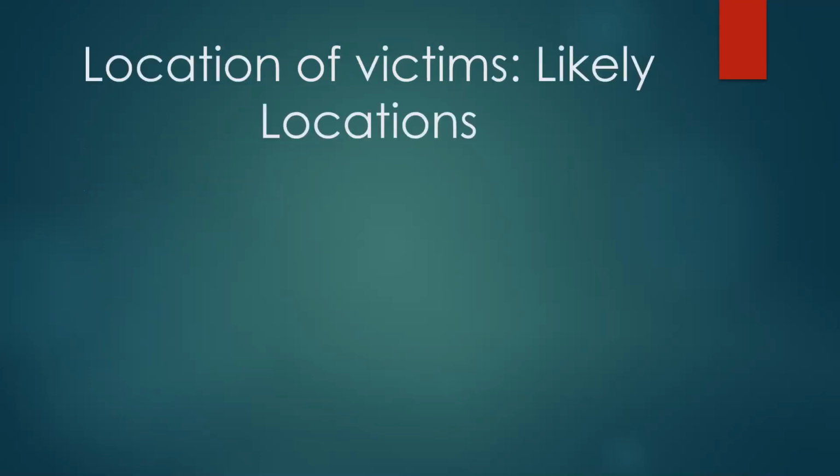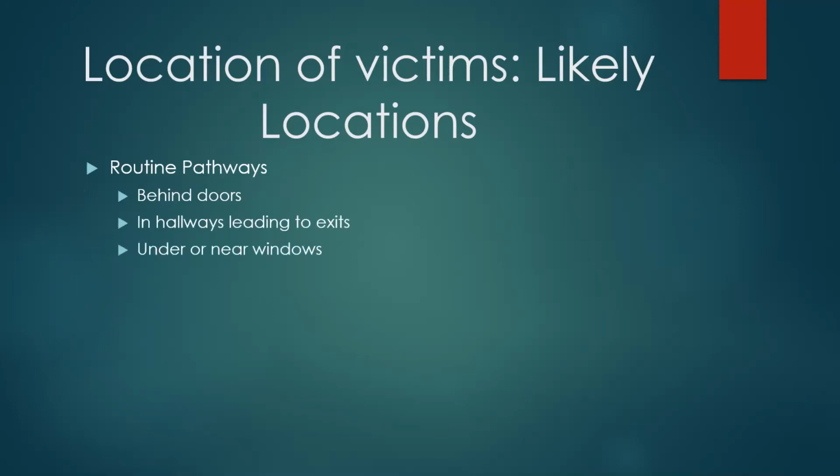So another consideration is the location of victims. These are our likely locations. Routine pathways. This is where we're going to find them: in the exit ways, in the halls, under and behind doors, in the hallways leading to exits, under and near windows. We've got to make sure that we search those areas thoroughly. They're going to be in bedrooms and bathrooms. These are the two most common rooms to find a victim.